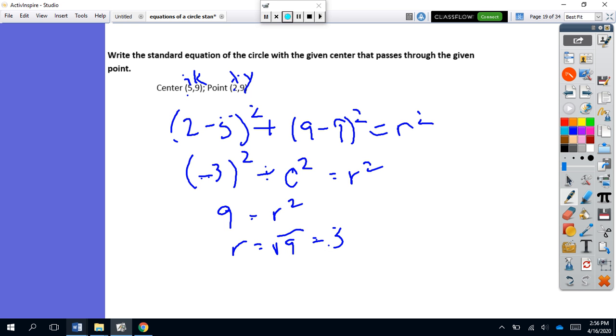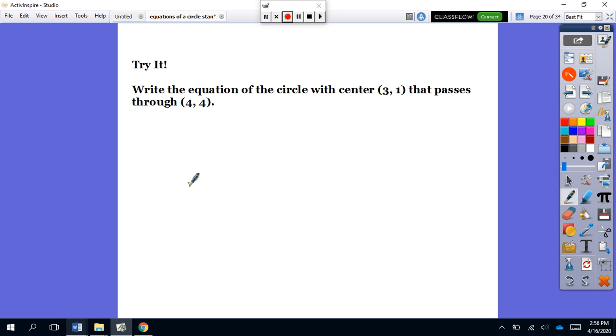So now I can write the equation. Now I put x in instead of 2 and y in instead of 9. So x minus h, which is 5 squared, plus y minus 9 equals r squared, which is 9. Okay, so that's a pretty easy thing to do. So actually at this point you could have left this as 9 equals r squared. You don't really even need r because you're squaring it when you put it back in the equation anyways. So go ahead and try this problem. Stop your video and then come back and we'll go over it.